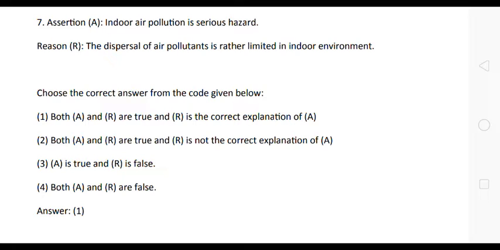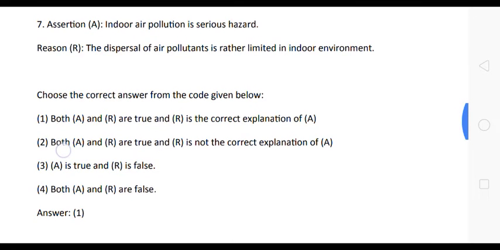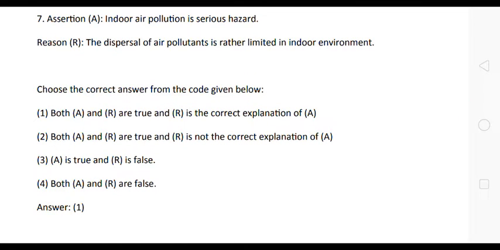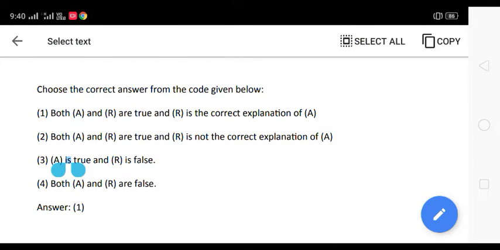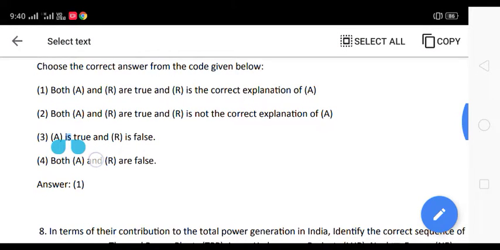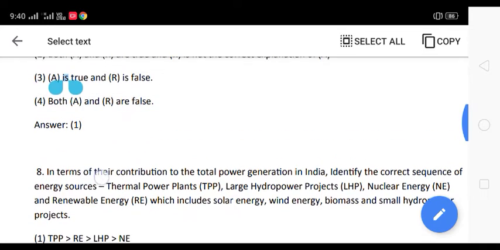Here the correct answer is option 1. Both A and R are true, and R is the correct explanation of A. Okay friends, option 1 is the correct answer. Both are true and R is the correct explanation of A. Now let us see the next question.